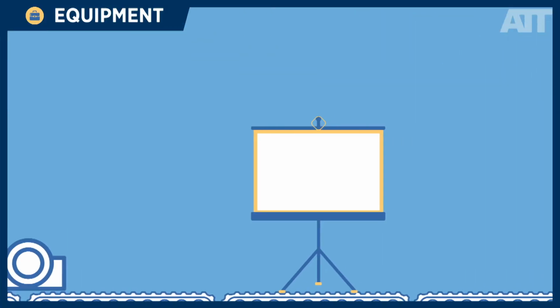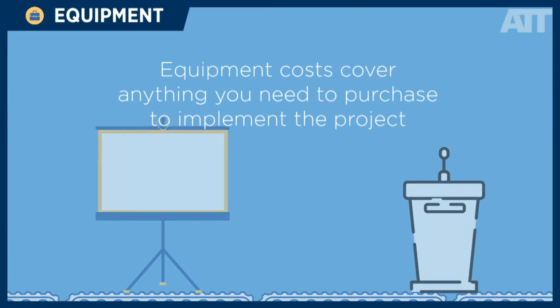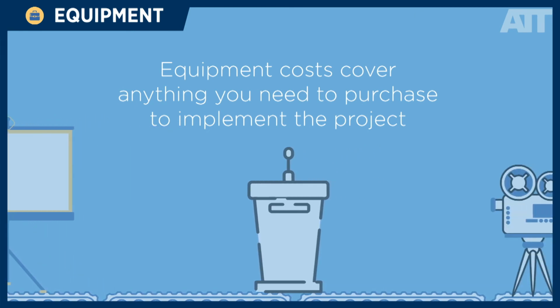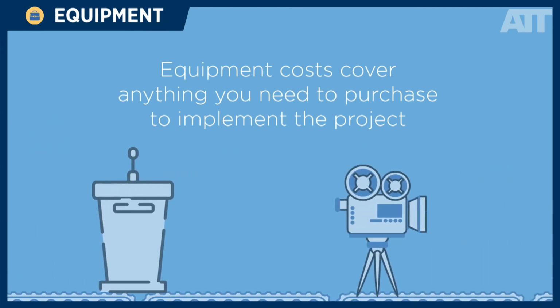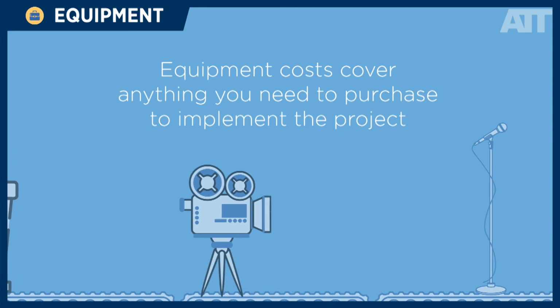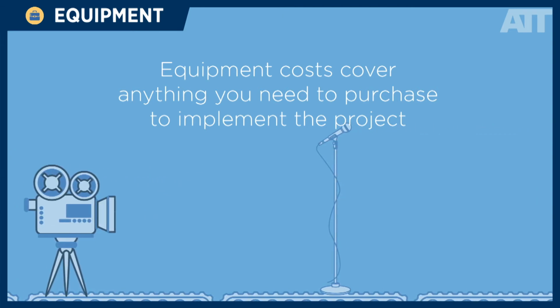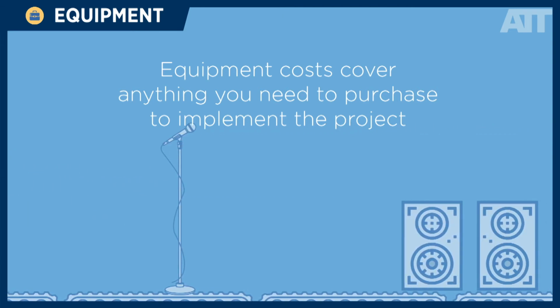The third category is equipment costs, covering everything you need to purchase to implement the project. For example, if you're holding a workshop, you may need to hire video projectors or other audio-visual equipment.